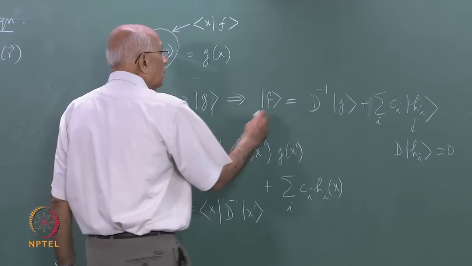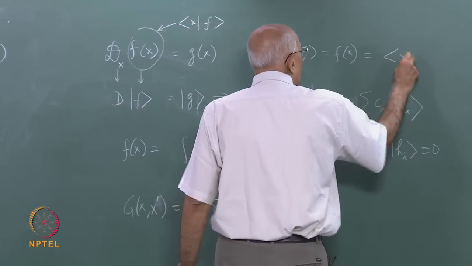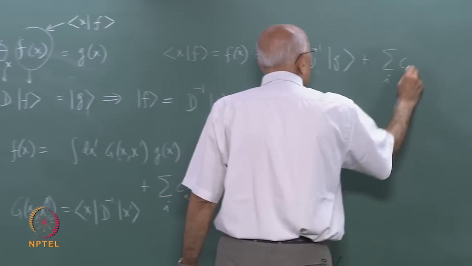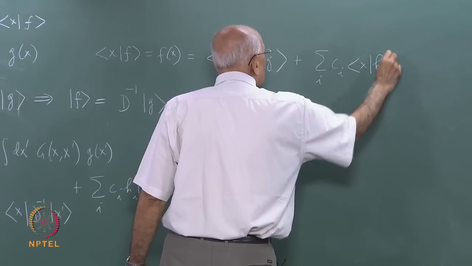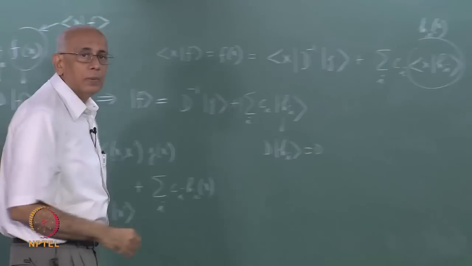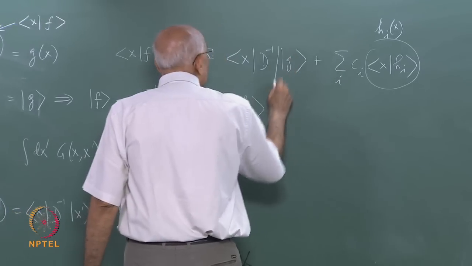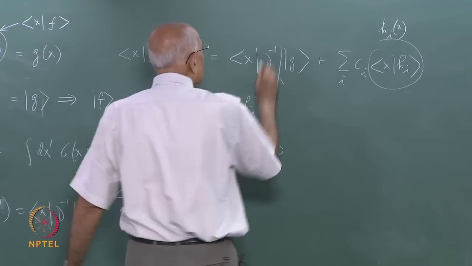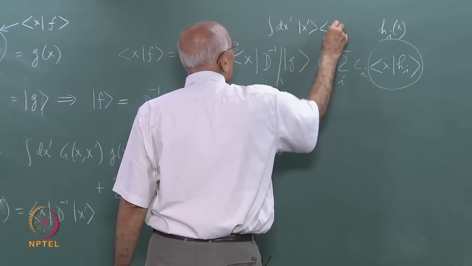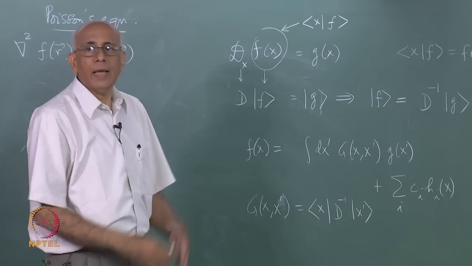Put an x on either side, so you get <x|f>, that is equal to f of x, that is equal to <x|D inverse|g> plus summation over i c_i <x|h_i>. This is what we have called h_i of x. Okay. So that is what this thing is, and here now insert a complete set of states, and a complete set of states is the integral dx prime |x prime><x prime|. That is the identity operator.